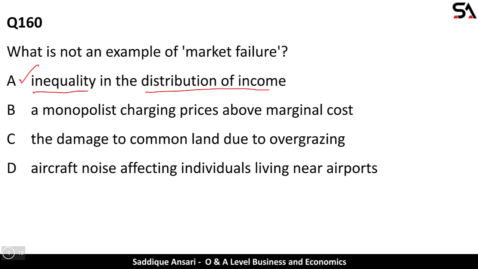A monopolist charging prices above marginal cost. This is of course an example of market failure due to monopoly. Damage to common land due to overgrazing. This is also an external cost because of overgrazing due to lack of property rights. Aircraft noise. Noise is also an external cost or externality. So all of these B, C and D cannot be the answers because these are examples of market failure. Hence we consider A as the answer.